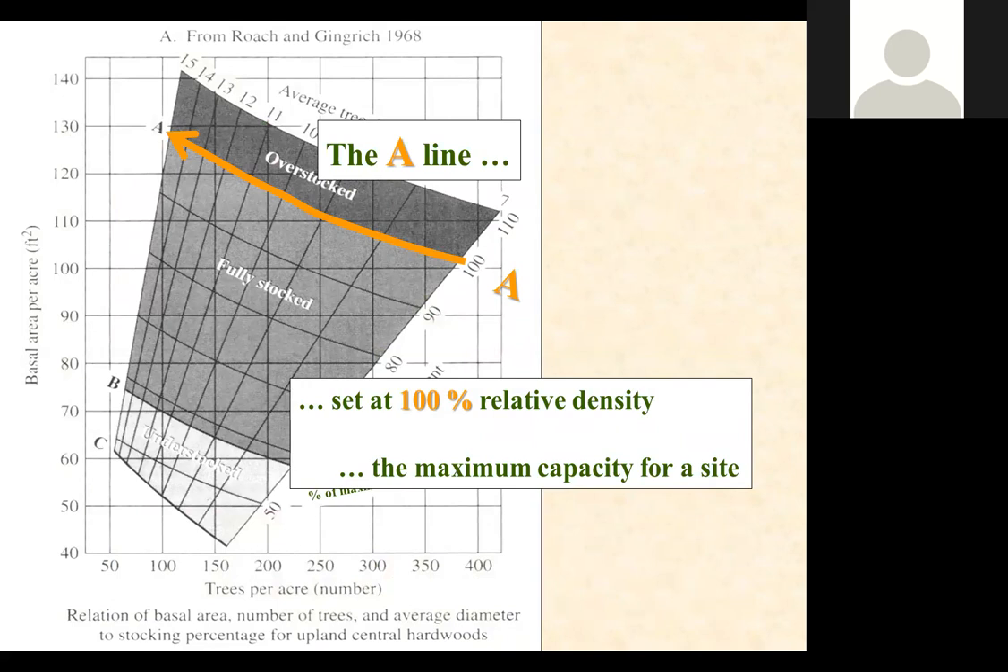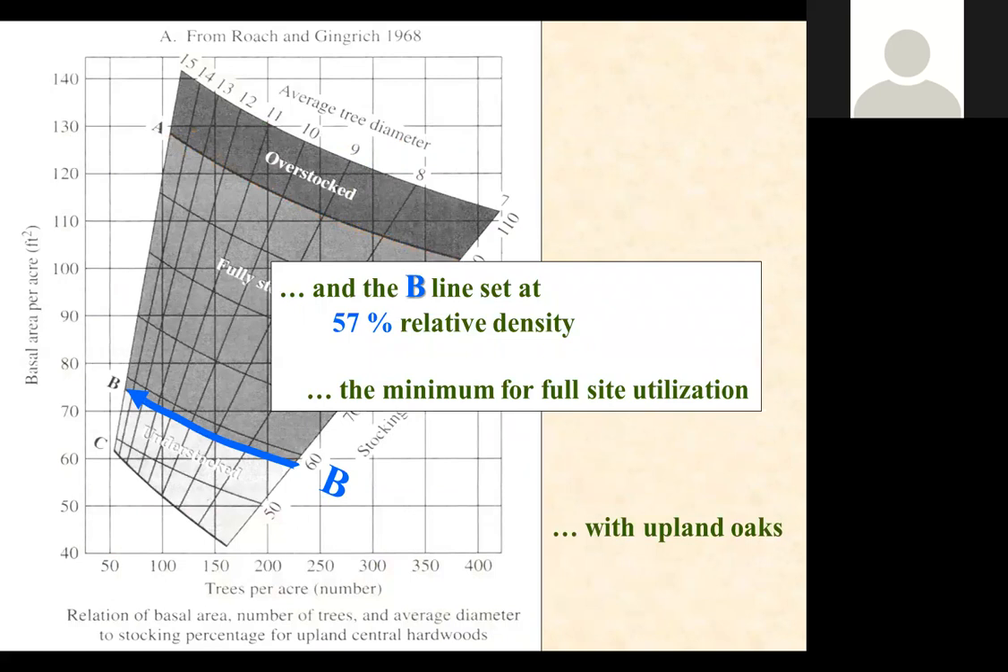And they set a B line. Now in their oak data, they found that the threshold at the bottom would be set somewhere around 57 or 58% relative density. And the idea is that at that level of relative density, you would have full site utilization with upland central hardwoods. Again, you'd need a different stocking guide for each community type. So here's the green zone.